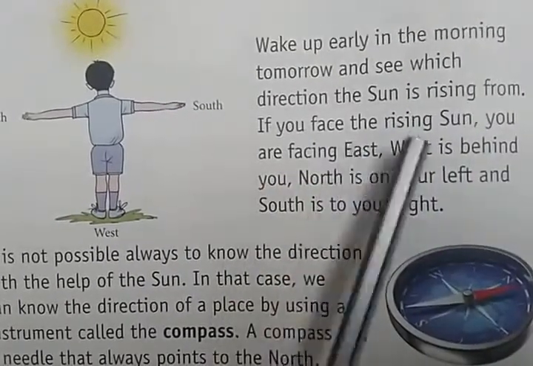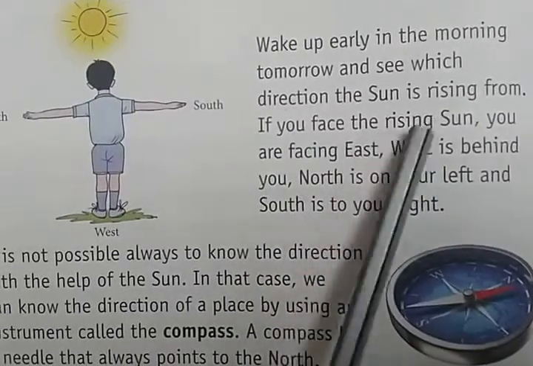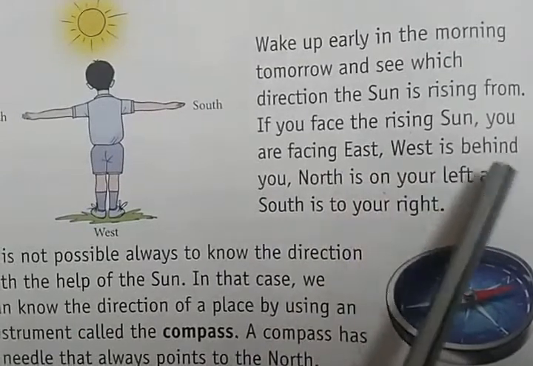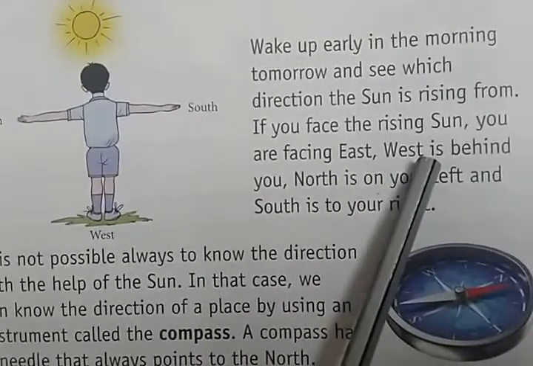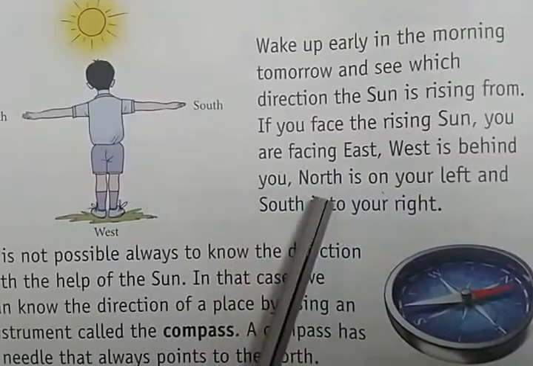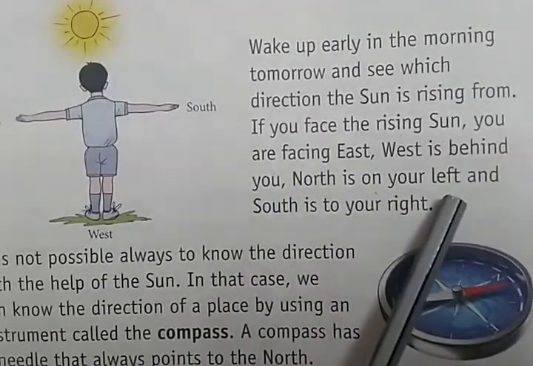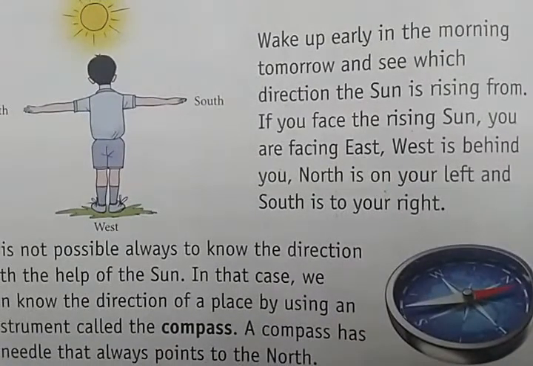If you face the rising sun, you are facing the east. West is behind you. North is on the left. For example, ನೀವು ಮುಖ ಮಾಡಿ ನಿಂತ್ಕೋರಿ, ಸಾಕಷ್ಟೇ.